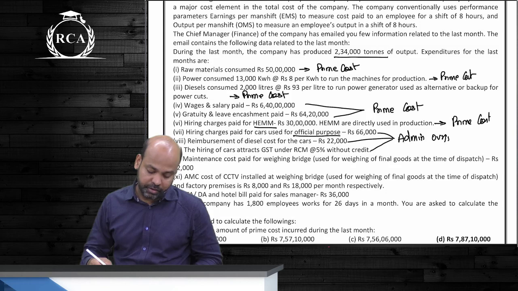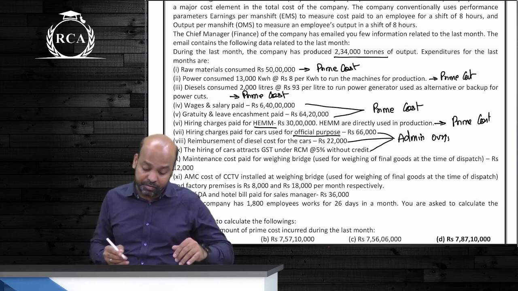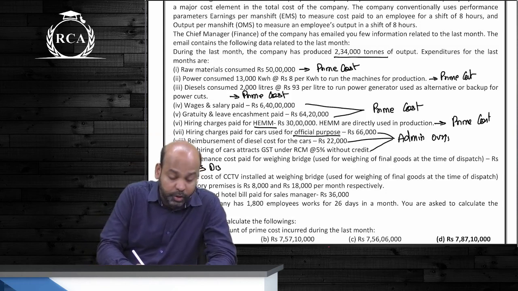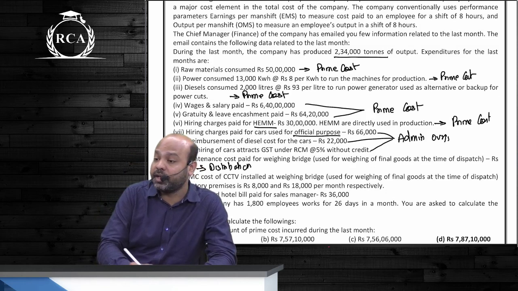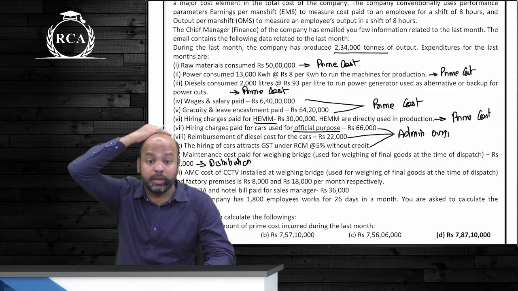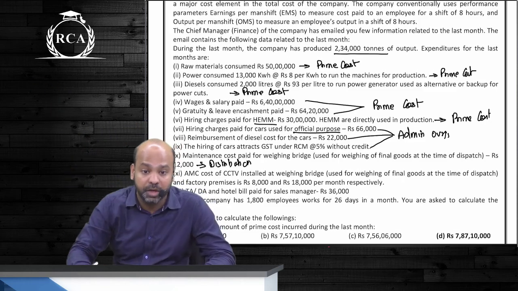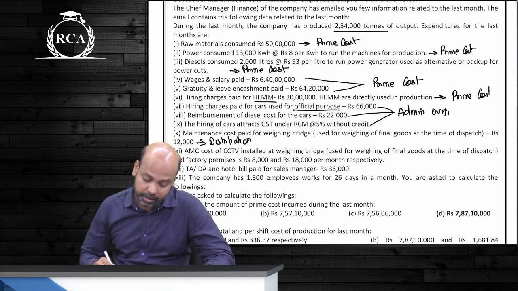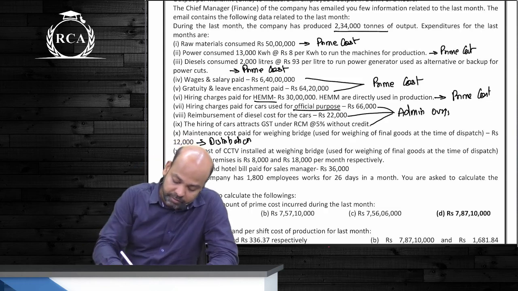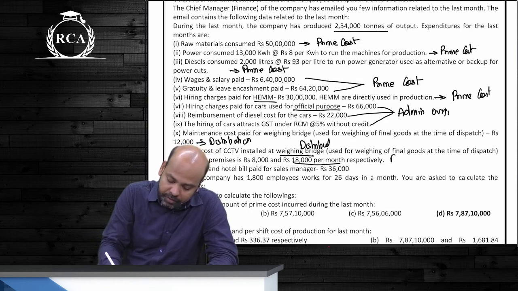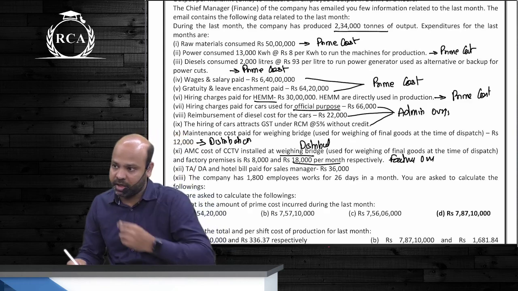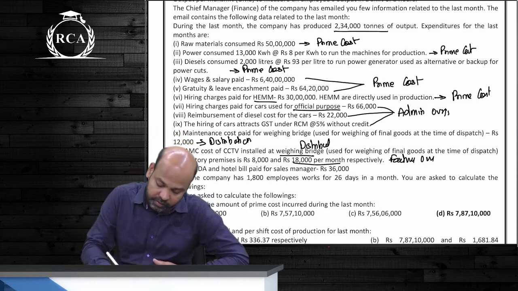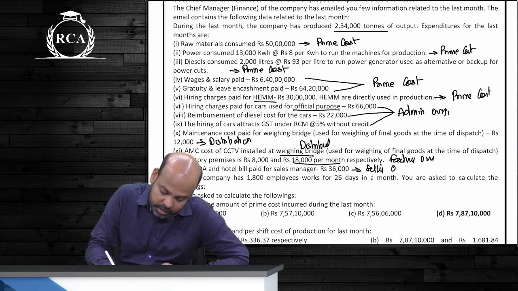Maintenance cost paid for weighing bridge, but this is used at the time of dispatch. Distribution overheads. Any expenditure incurred, guys, after the finished product is manufactured to get the product delivered to the customer will form part of distribution cost. AMC cost of CCTV installed at weighing bridge and factory premises. Weighing bridge will go to distribution cost. Factory will go to factory overheads. TADA, transporter, travel allowance, DNS allowance, याद है नहीं है बेटा? Selling overheads. हाँ या ना?